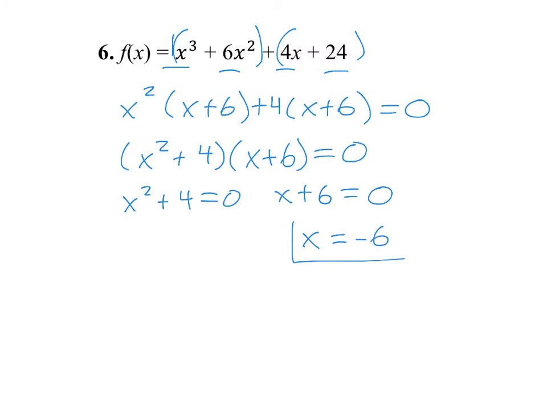And that's our only answer, because if you look at the directions, they tell us to only find the rational zeros. And these are not rational. So the only rational zero was -6.